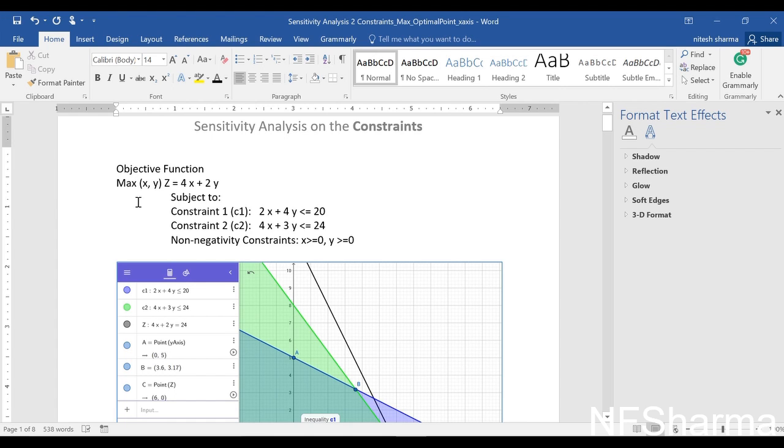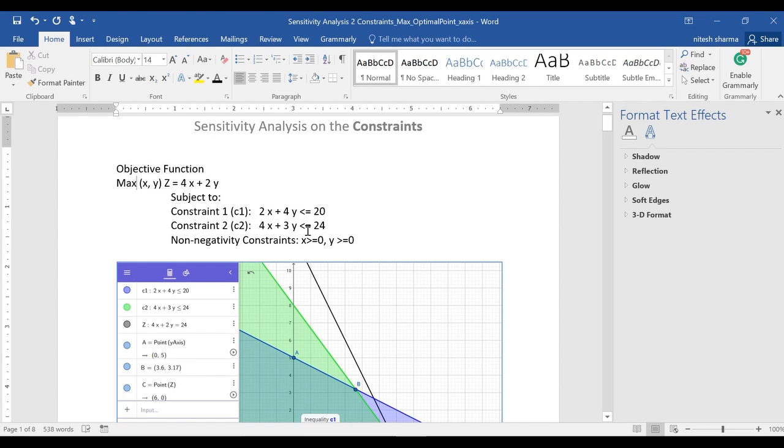The problem says that we need to maximize an objective function, which is 4x plus 2y, subject to two constraints c1 and c2: 2x plus 4y less than or equal to 20, and 4x plus 3y less than or equal to 24. And there are two non-negativity constraints, x is greater than 0 and y is greater than 0.